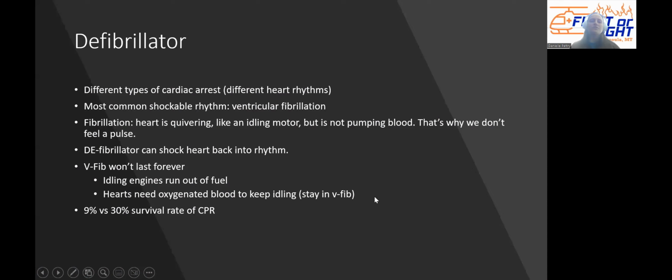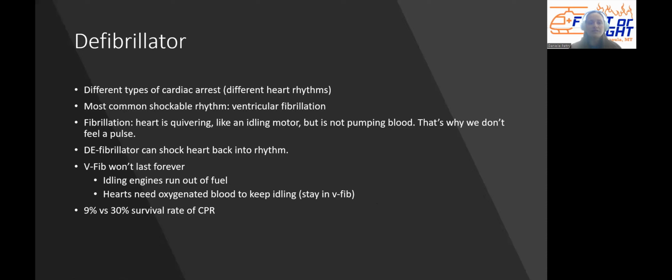Now, defibrillator is really the interesting word, and we're going to get a little bit into the science here. So there are different types of cardiac arrest. When we're doing CPR on somebody, they're in cardiac arrest, meaning they don't have a pulse, which means their heart is not pumping blood. But there are different heart rhythms that can be found in somebody who's in cardiac arrest.